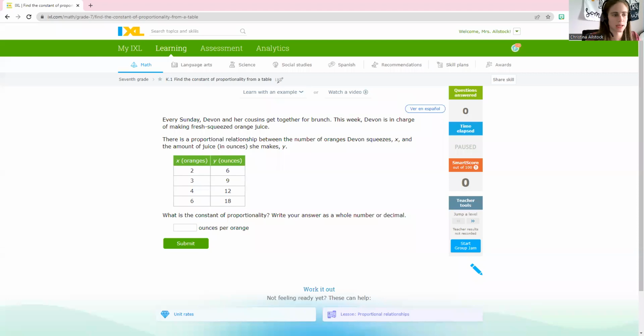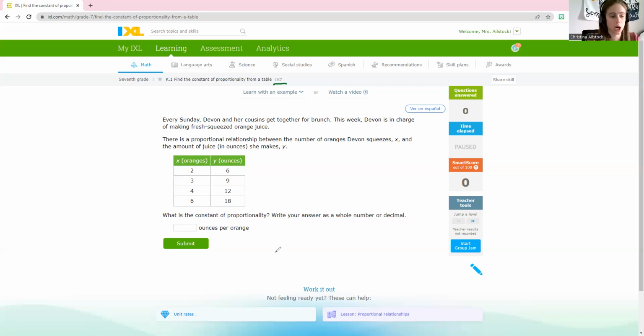All right, here we are on IXL. Remember the code is LKZ. Find the constant of proportionality from a table. So our first problem says, every Sunday, Devin and her cousins get together for brunch. This week, Devin is in charge of making fresh squeezed orange juice. There is a proportional relationship between the number of oranges Devin squeezes, x, and the amount of juice in ounces she makes, y. And here we have our table of values.